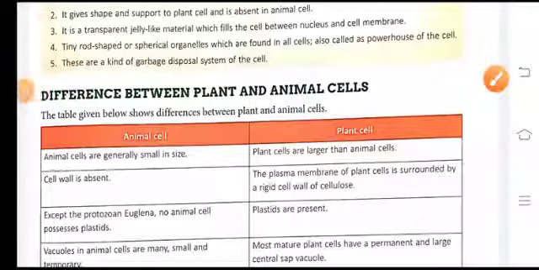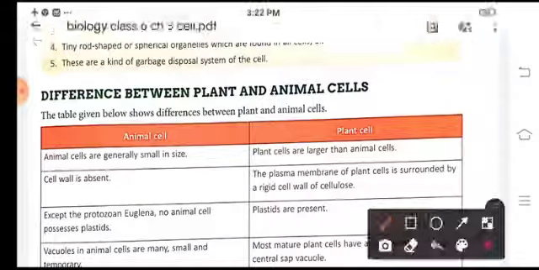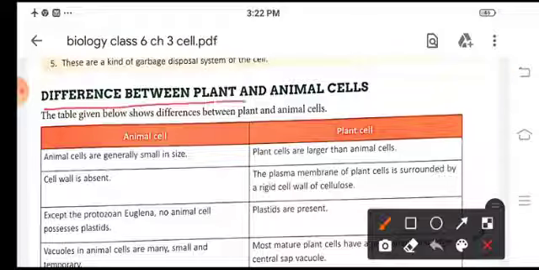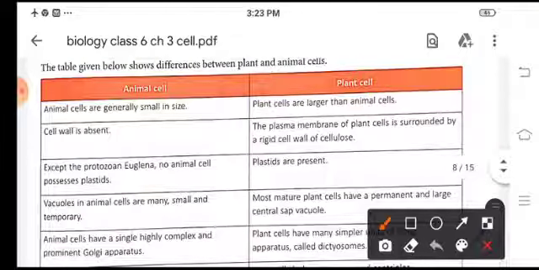Good morning, children. Again, today we are going to learn about the cell, the difference between the plant cell and the animal cell. Children, you know that some structures are present in the plant cells and they are not present in the animal cell, and some structures are present in the animal cell but they are not present in the plant cell. So let's have a look.